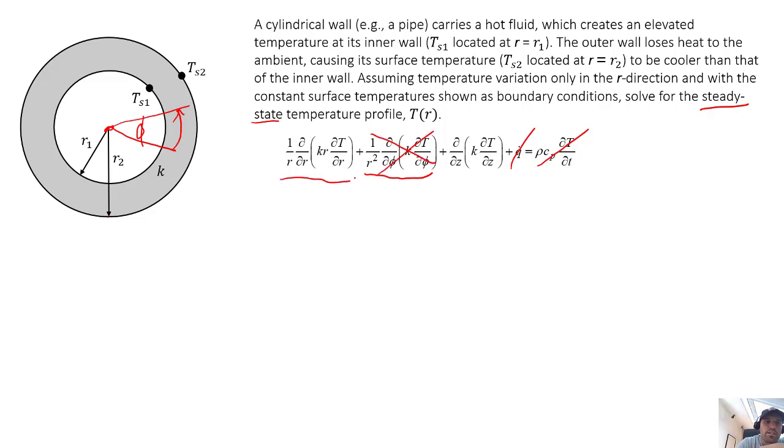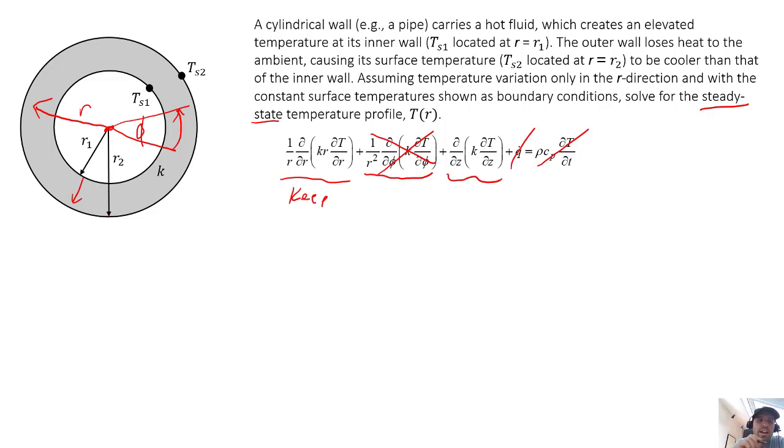R is the distance from the center here of our coordinate system. So R would be going out in this direction. How far are we from the center? Because we have this hot fluid and a colder ambient, we will expect temperature gradients in the R direction. So we'll need to keep this term.